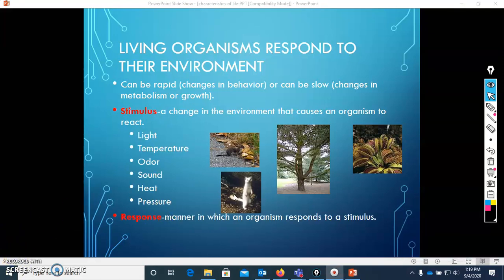On your screen, you see a variety of stimuli, and an organism will respond to these stimuli. Light, temperature, odor, sound, heat, pressure, any of those can be stimuli to an organism, okay? For humans, for example, a stimulus might be temperature. If you go outside and it's really hot and your body temperature starts to rise, you begin to sweat. That is your response. You're trying to go back to normal, okay? Likewise, if it's very cold outside, you may begin to shiver. That is your body's response to a stimulus, which would be temperature.